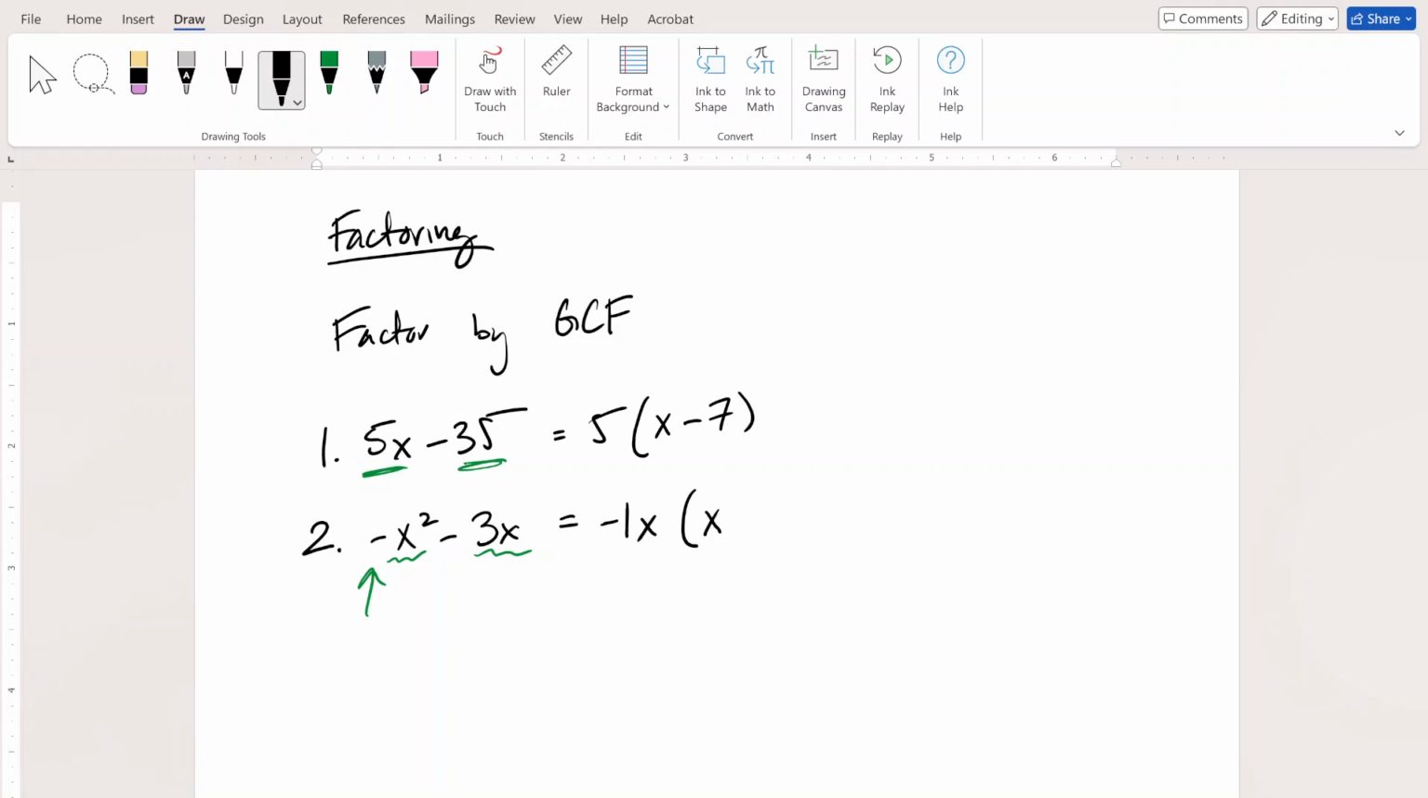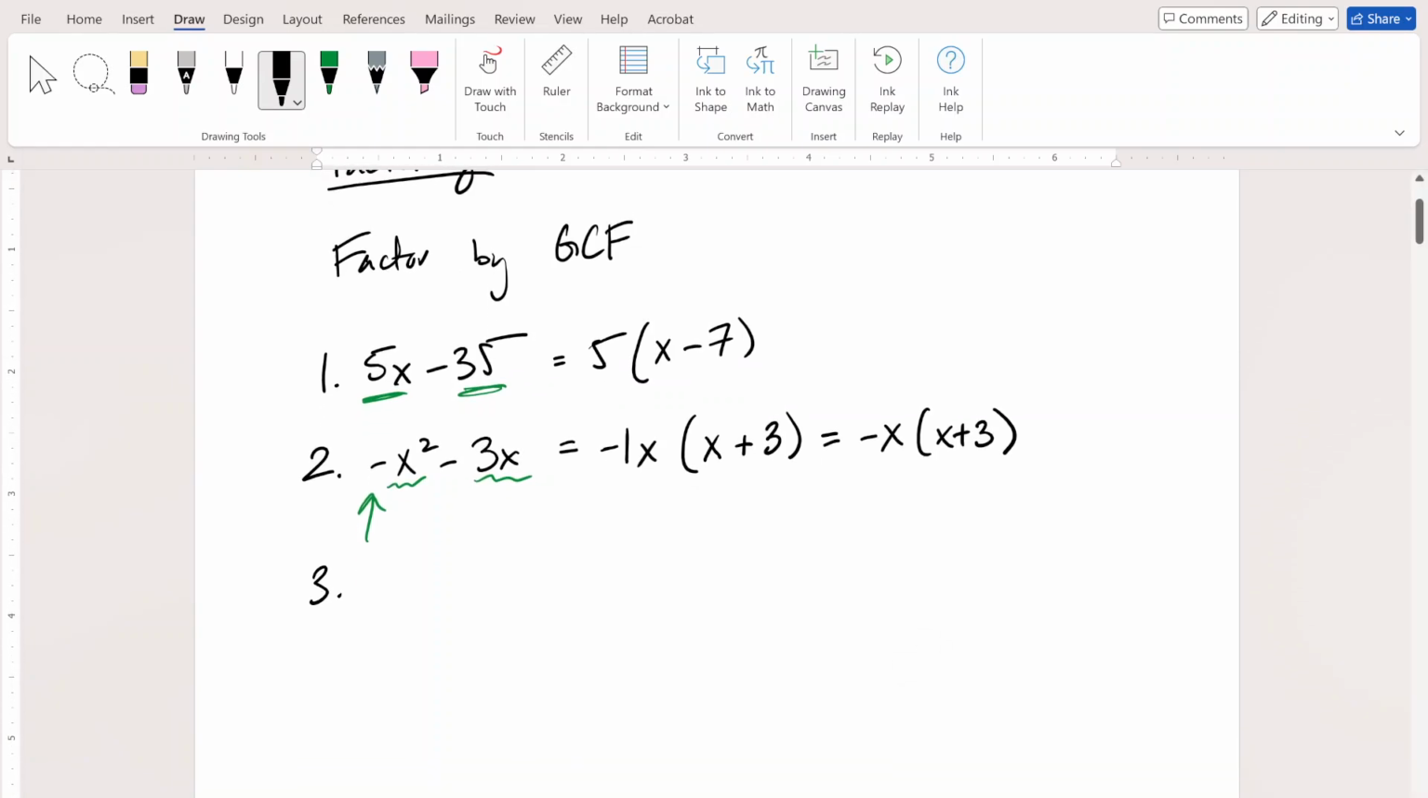And then if I look at the fact that I took out a negative from the second term over here, then this should still be a positive. And then if I take out that negative 1x, times what gives you that negative 3x? Well, that would be 3. And then instead of writing negative 1x, I can write just negative x. So you have negative x times x plus 3. Now let's try another one of these.